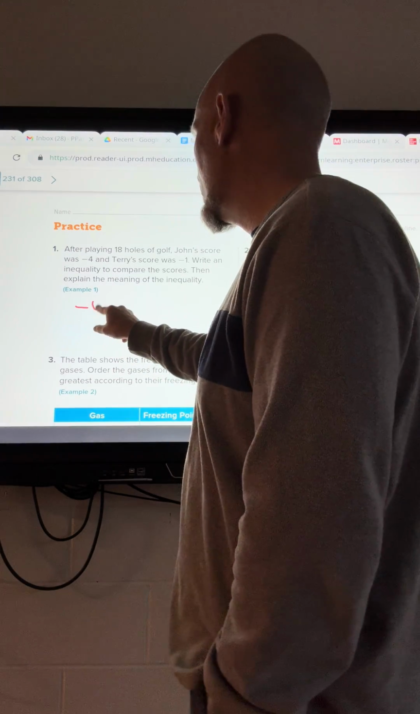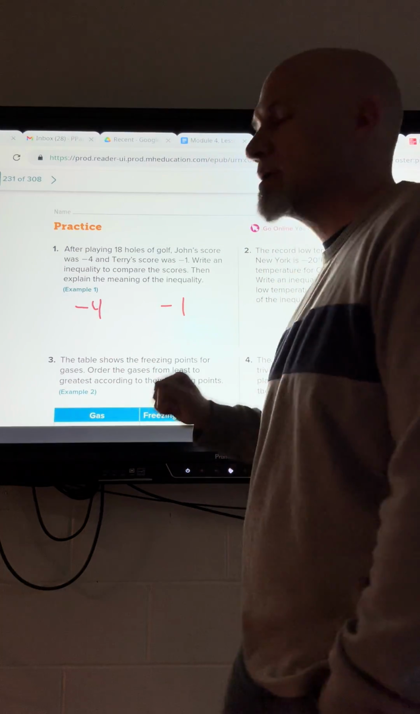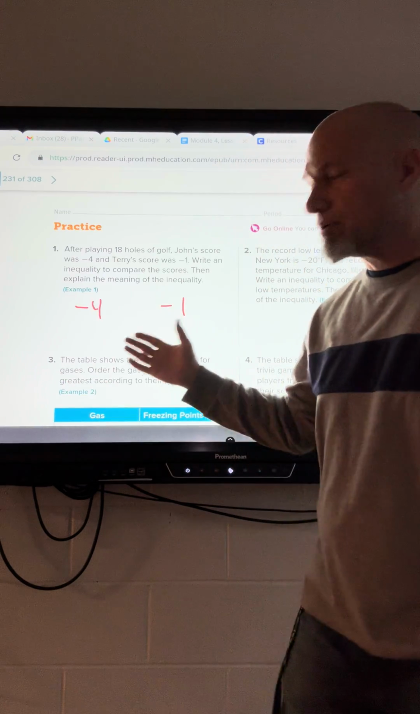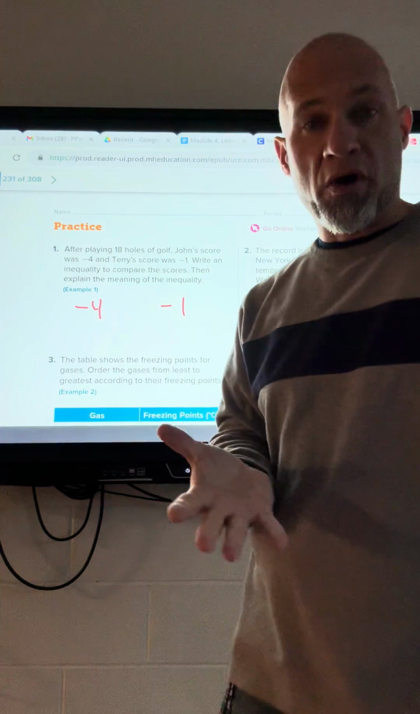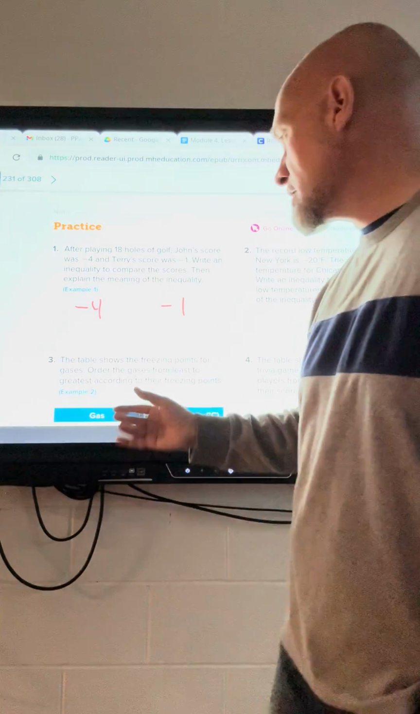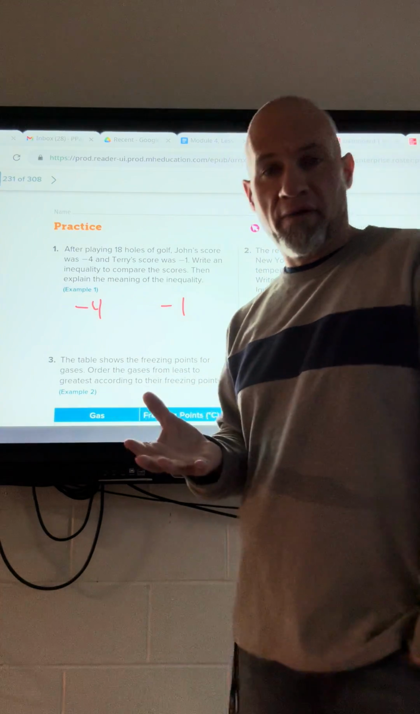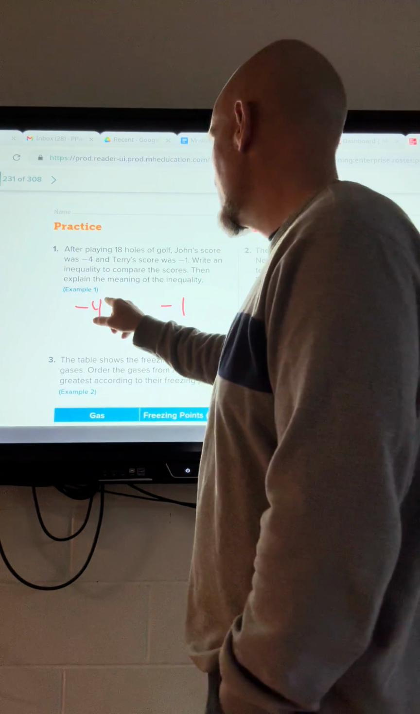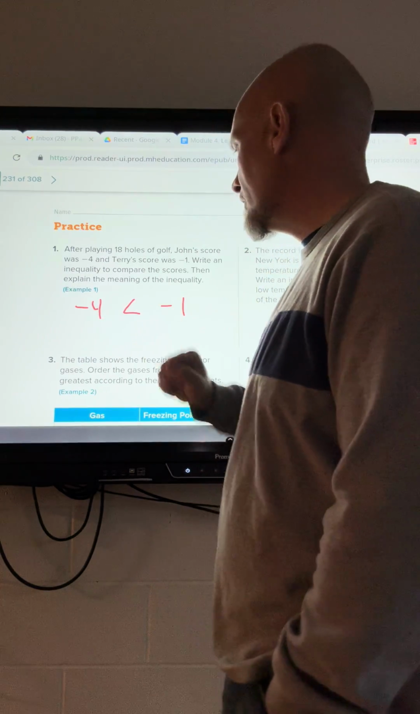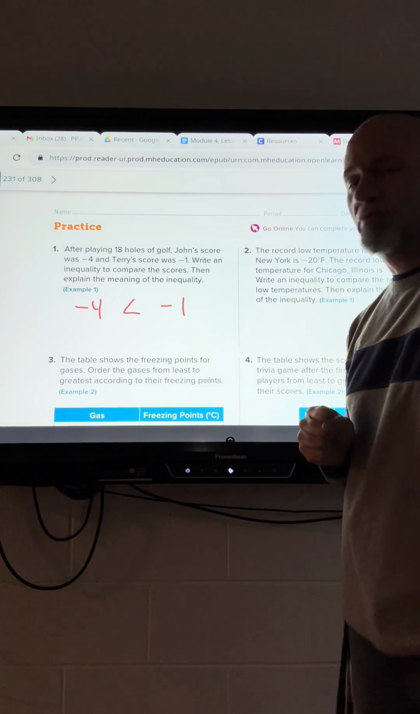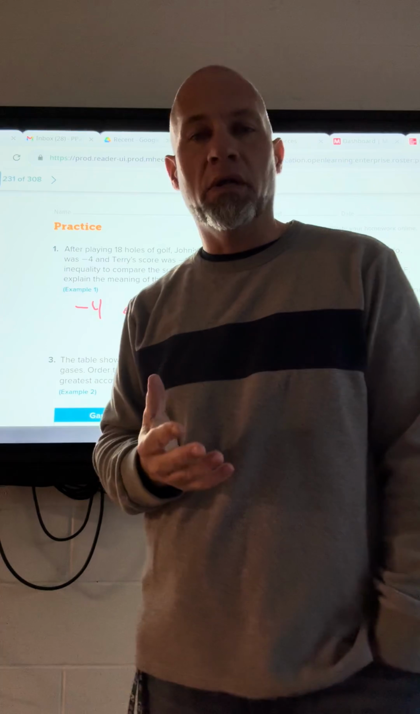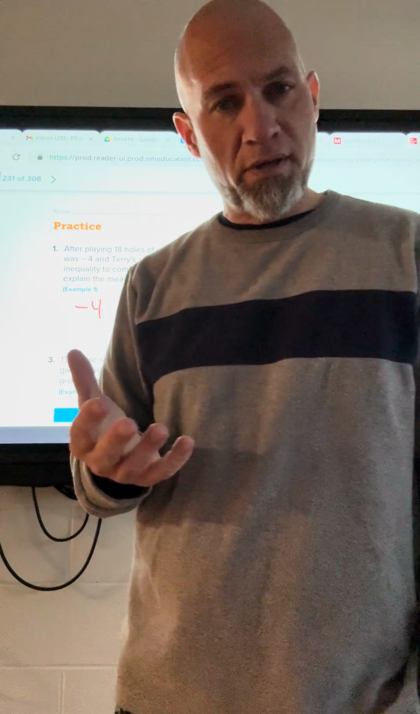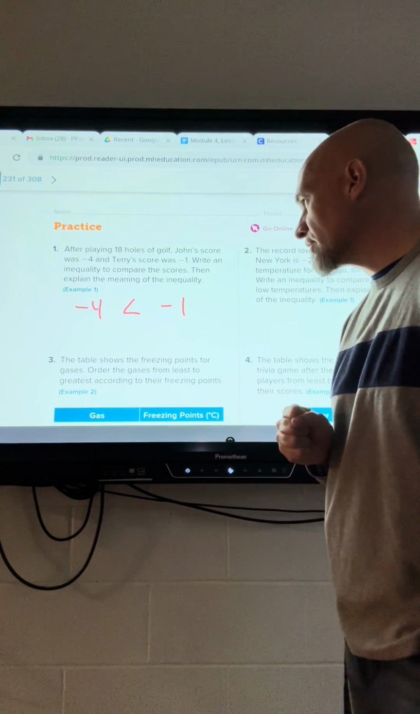So -4 and then -1. We learned on the number line that the further to the left the number, the smaller that it is. So in this case, -4 is going to be further to the left on a number line if you place these both on a number line. And that way we know -4 is less than -1. And remember, in golf, you want your score to be lower. So the further down that left side of the negative number line we go, the better for golf.